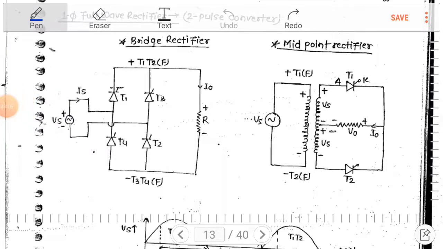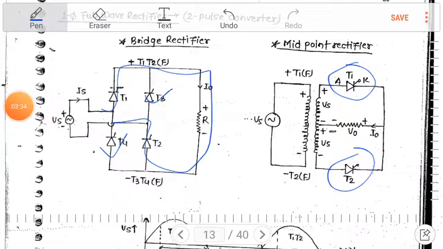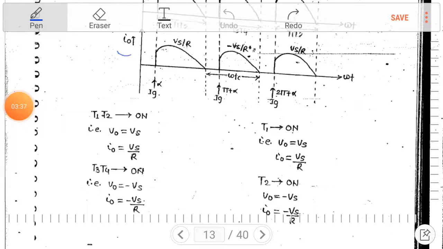In bridge rectifier, for positive half cycle T1 and T2 will be working, and in negative half cycle T3 and T4 will be turned on. In midpoint, T1 will be turned on for positive half cycle and T2 for negative half cycle. This is the current waveform for resistive load. For resistive load, the waveforms of voltage and current are similar, but the magnitude of current will differ: current is voltage divided by resistance.